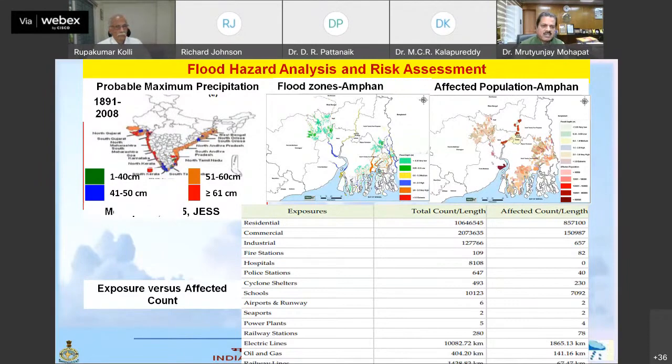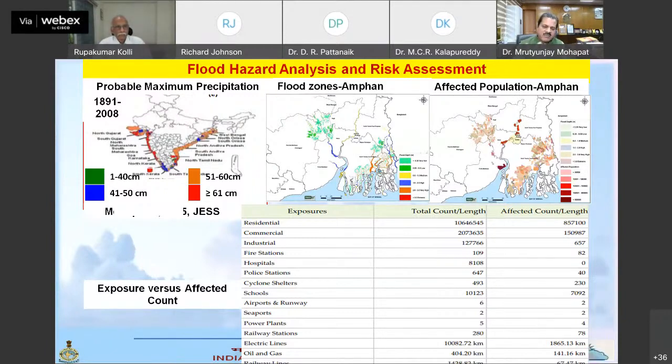We have identified the various districts which are prone to the storm surge hazards, wind hazards, or maximum precipitation hazards. On the left-hand side, you can find the probable maximum precipitation, which is expected with the cyclone. On the right-hand side, you can see the flood zones in Amphan and the affected population number because of the floods. And on the bottom, you can find the various types of socioeconomic attributes which are expected to be damaged by the cyclones.